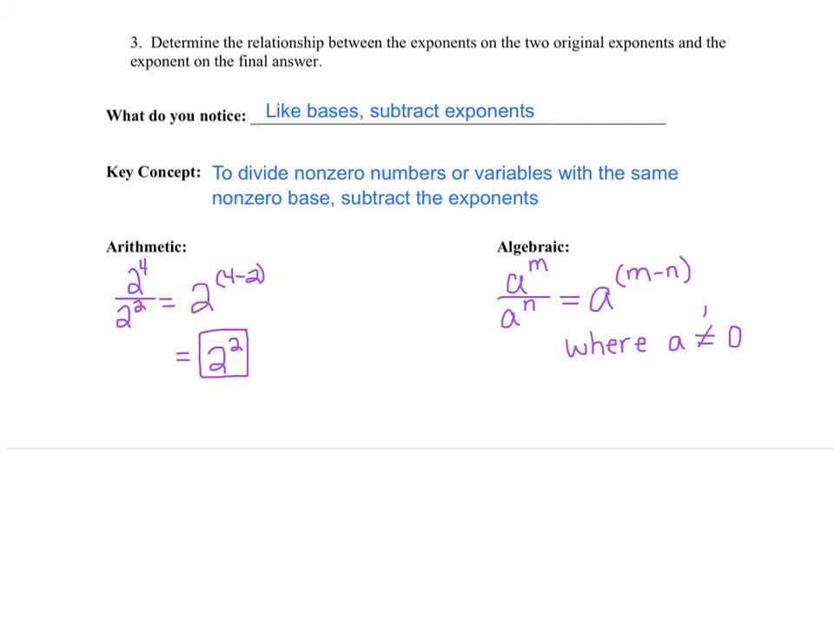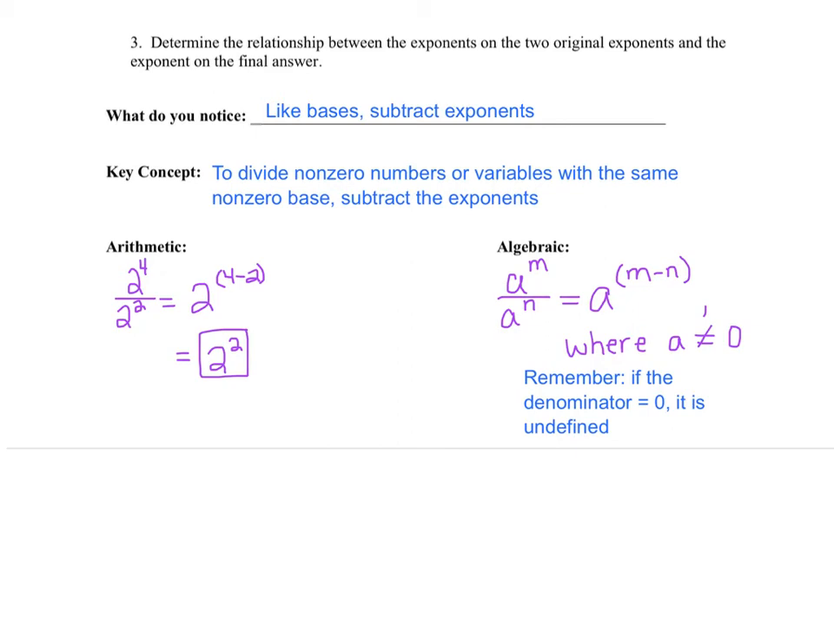Okay, that's important. Why can't a be equal to 0? On the bottom, we talked about this. If it's 0 on the bottom, it would be undefined. So remember, if a denominator is equal to 0, then it is undefined, and that's why a cannot be equal to 0.